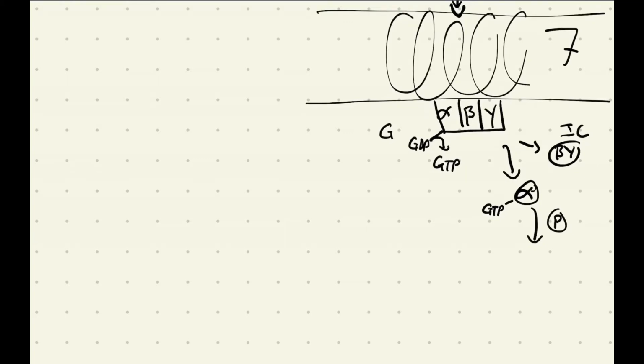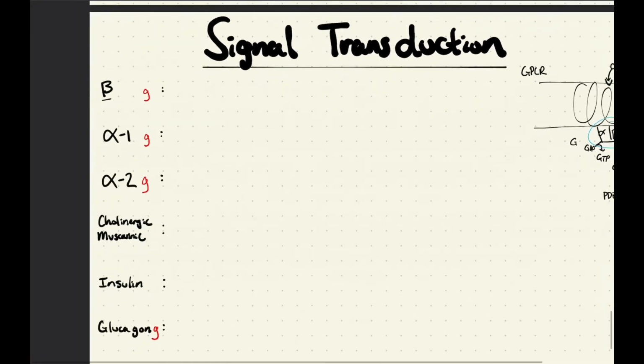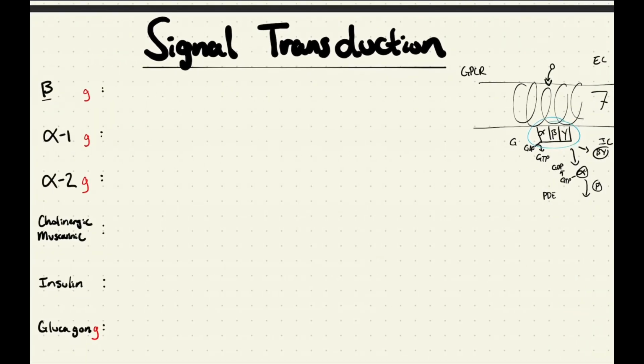And after a while, obviously, you want to stop this signal. You're going to have an enzyme called phosphodiesterase, and what it's going to do is make that GTP go back into a GDP. And keep in mind that once the alpha subunit is attached to a GDP, it is inactive again. So it goes back with its beta and gamma subunits, forming that inactive G protein that we were talking about before. Okay, so that's essentially a brief rundown of signal transduction.